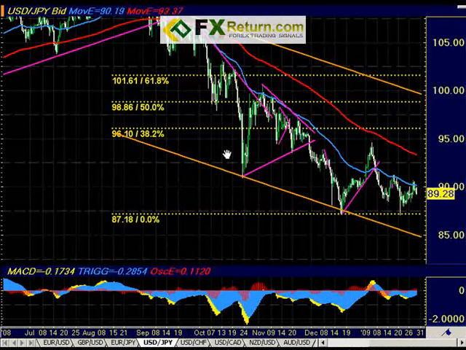So that's how we look. But we're looking to go with the trend. Look how nice it is when you can go with the trend. Boom, boom, boom. And that makes trading much simpler.